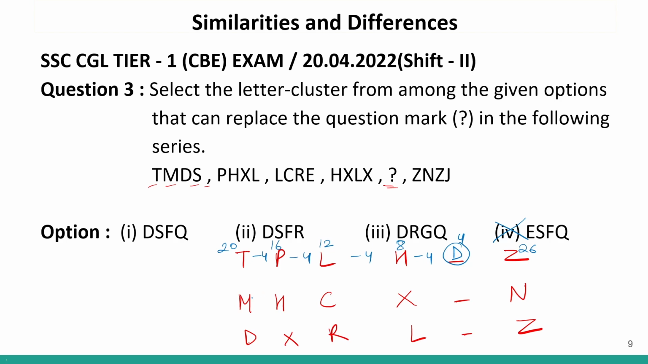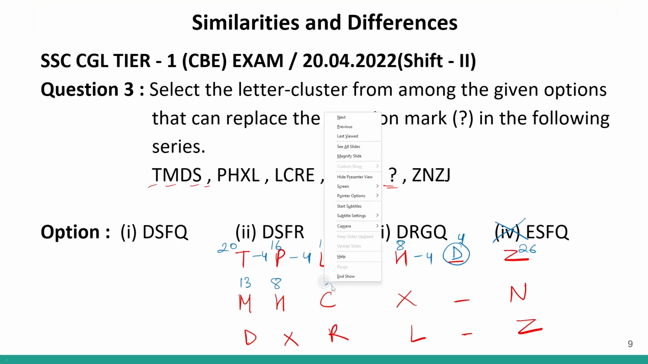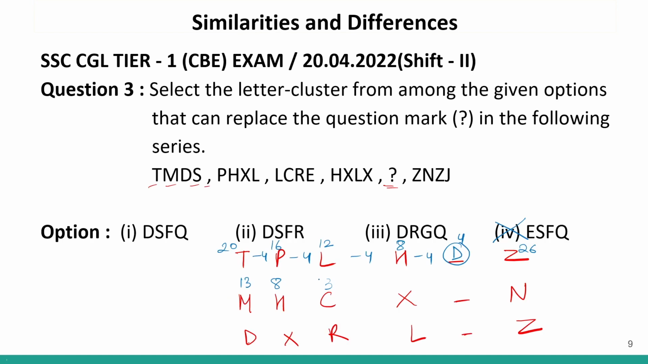Right? Now, M is positioned at 13. H is positioned at 8. C is positioned at 3. X is positioned at how much? 24. So here I can see -5, -5. And from C, going A, B, C, and X, Y, Z, if I move 5 positions back from C, 1, 2, 3, 4, 5, I'll get 24. So here also I'll go 5 positions back. That will give me what position? Sorry, yes, the 19th position. At the 19th position we have S. So the second term will be S.